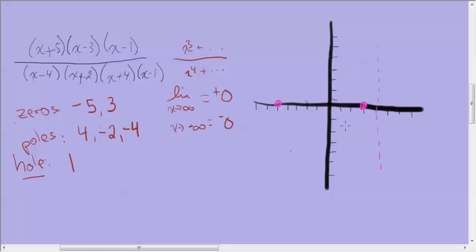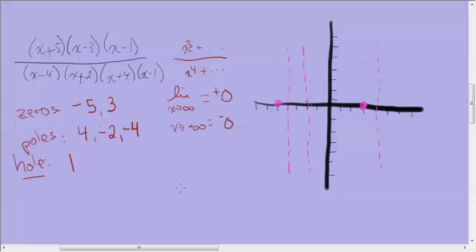Right there. Negative 2. Oops. There we go. That's better. Negative 2 and negative 4. Yikes, that negative 5 is right on top of it. Okay. Negative 4. So far so good. There's our poles. There's our zeros.